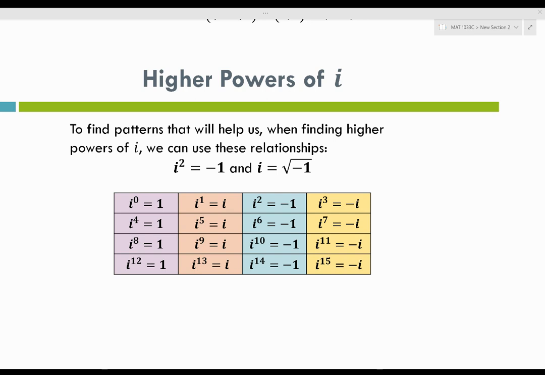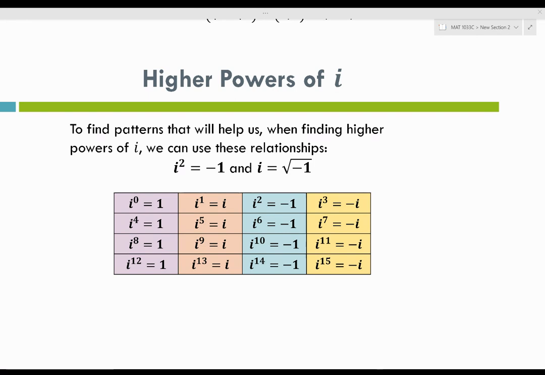All right, you guys, in this video, we're going to be talking about the higher powers of i. Our directions say to find patterns that will help us when finding higher powers of i. We can use these relationships: we know that i squared is equal to -1, and we know that i is equal to the square root of -1.